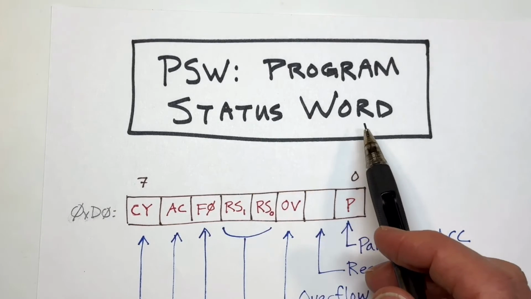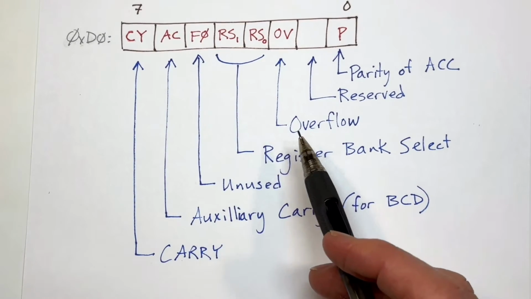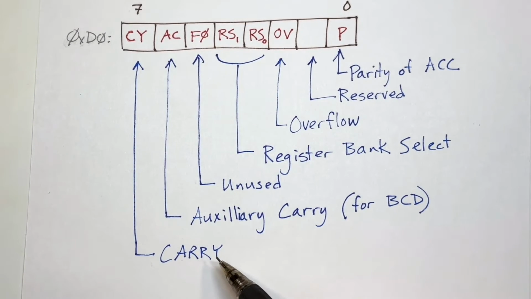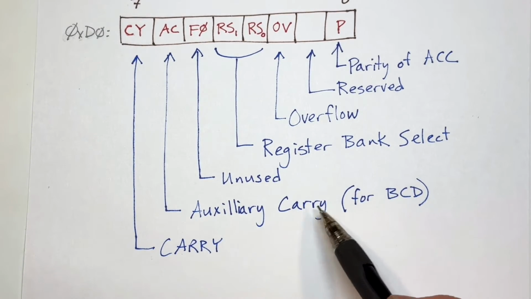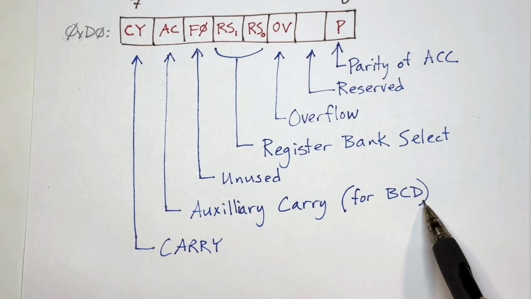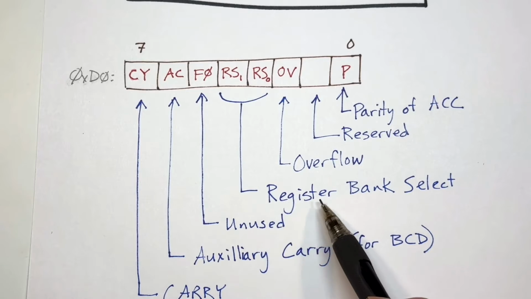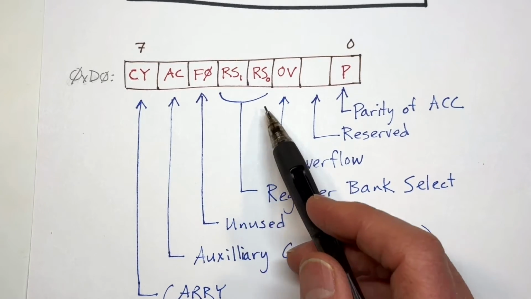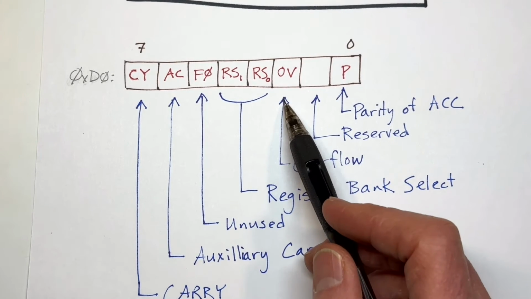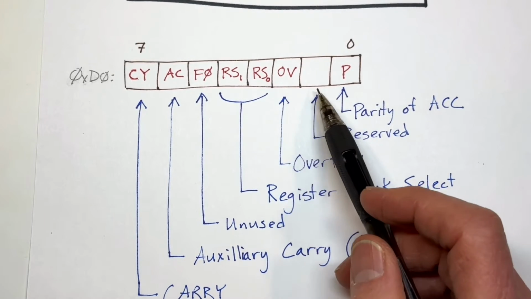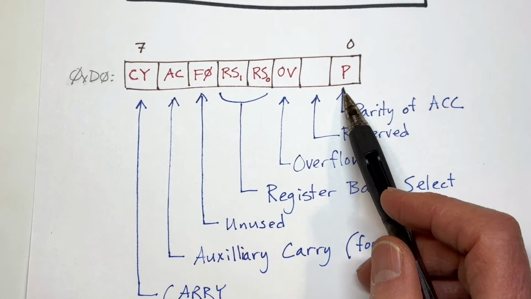Here is the program status word. This is an 8-bit register that contains some useful bits that are set and can be easily tested. It includes the carry bit, the auxiliary carry bit, which is used for binary coded decimal. It contains an unused bit that you can use as you want. And then, as we talked about before, it contains 2 bits to select the register bank. And then we have an overflow bit that's used for the multiply and divide instructions. This bit is reserved, and finally you have a bit that indicates the parity of the accumulator.